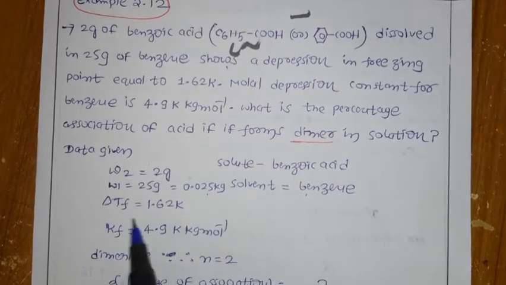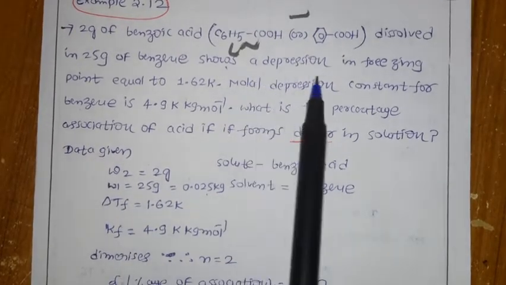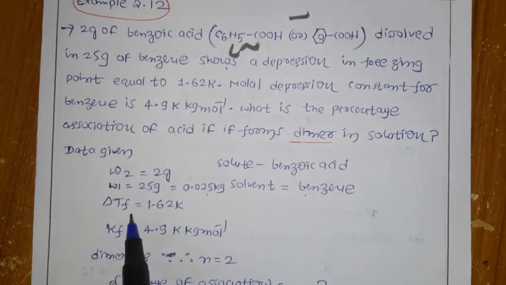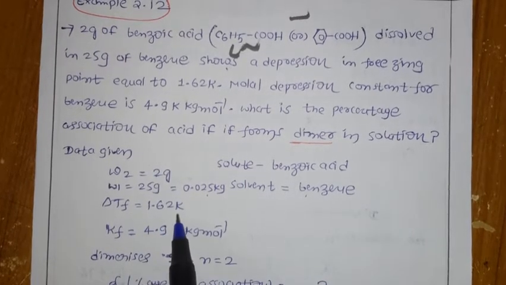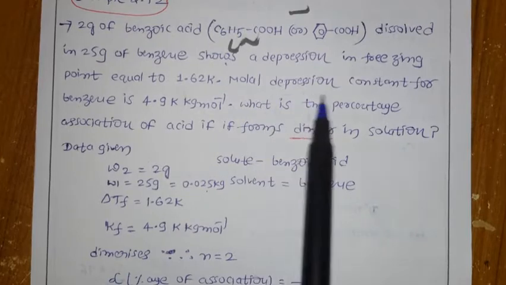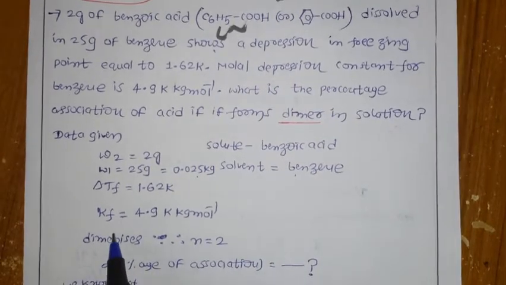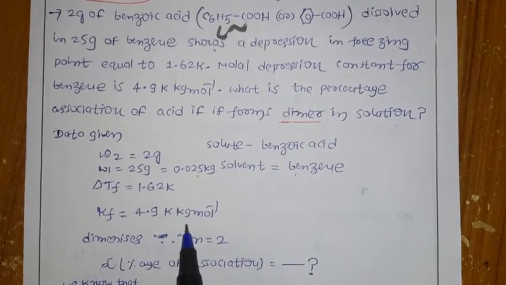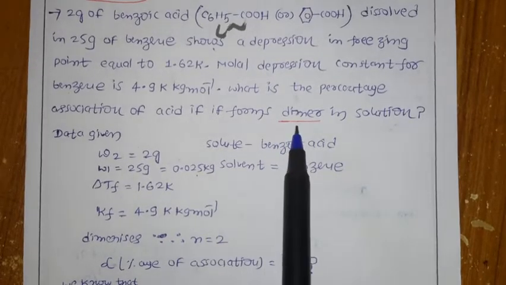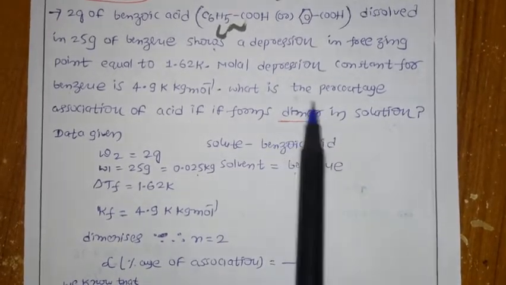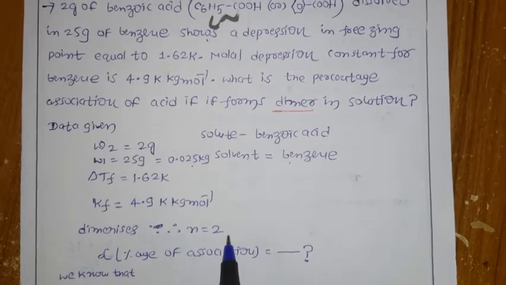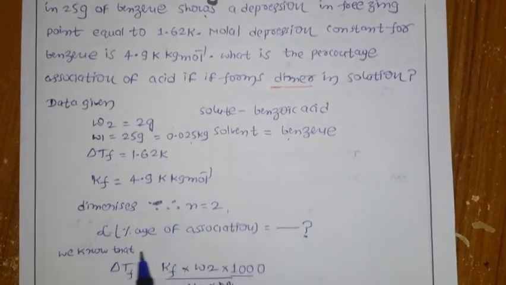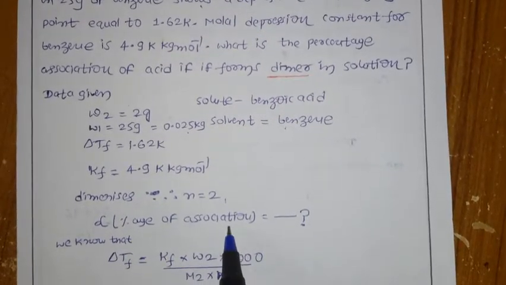Next we have the depression in freezing point, nothing but delta TF, which is 1.62 Kelvin. Already here the molar depression constant, nothing but KF, is given as 4.9 Kelvin kg per mole. Again, they told dimerization, which means the number of particles n equals 2. Now what are they asking? The percentage of association, alpha, they are asking.